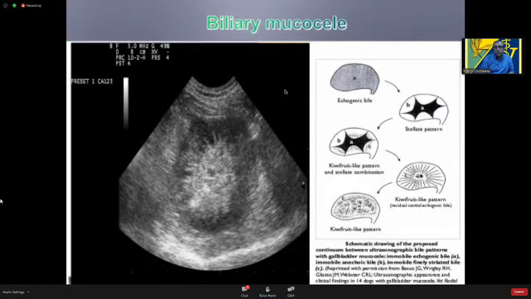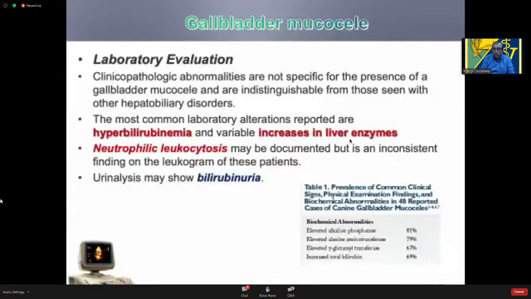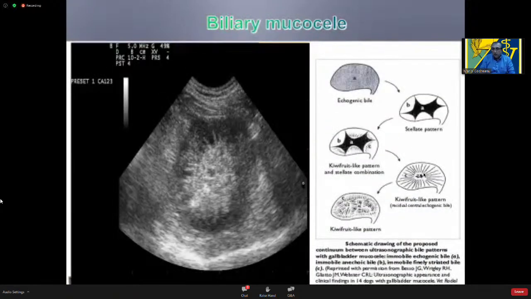It's important to know the stages of the mucocele, up to the final stage. You see here the normal anechoic content of the gallbladder. After that it is followed by a specific pattern, the kiwi fruit-like pattern. And after that, of course, the presence of residual central echoic bile and the specific kiwi fruit-like pattern.